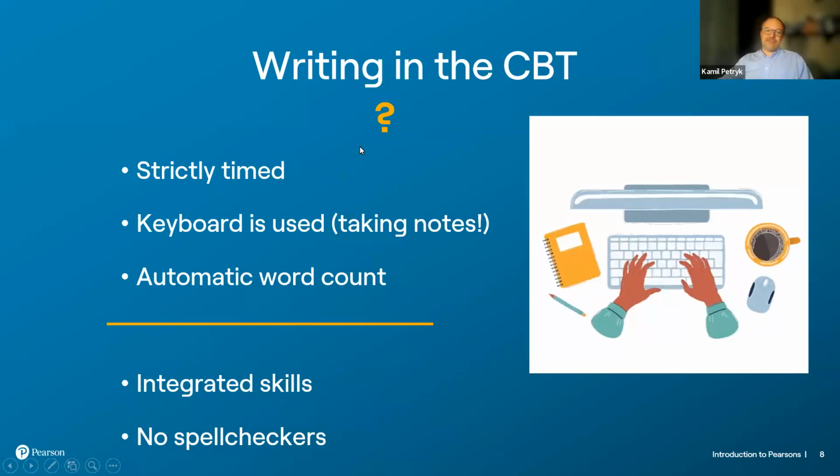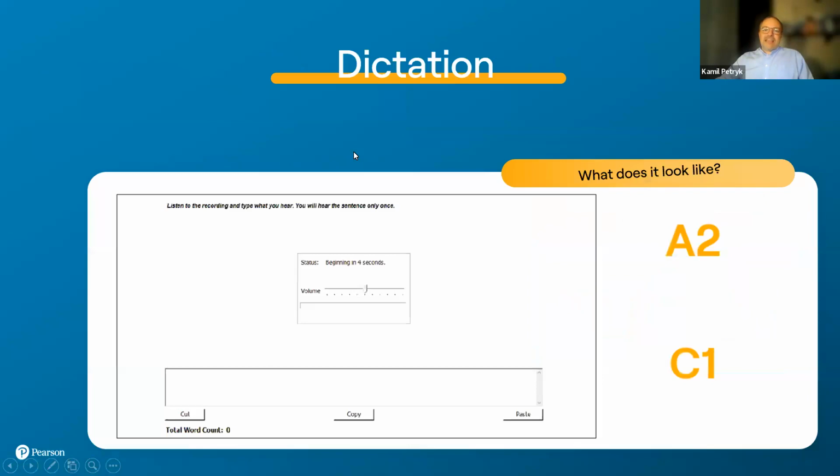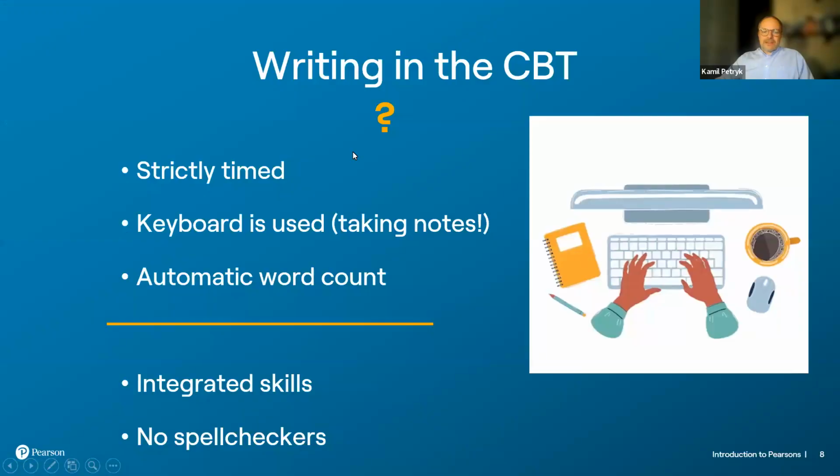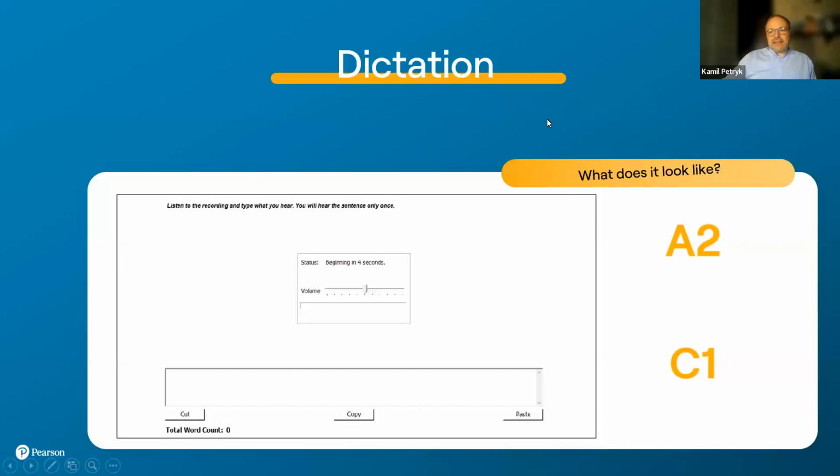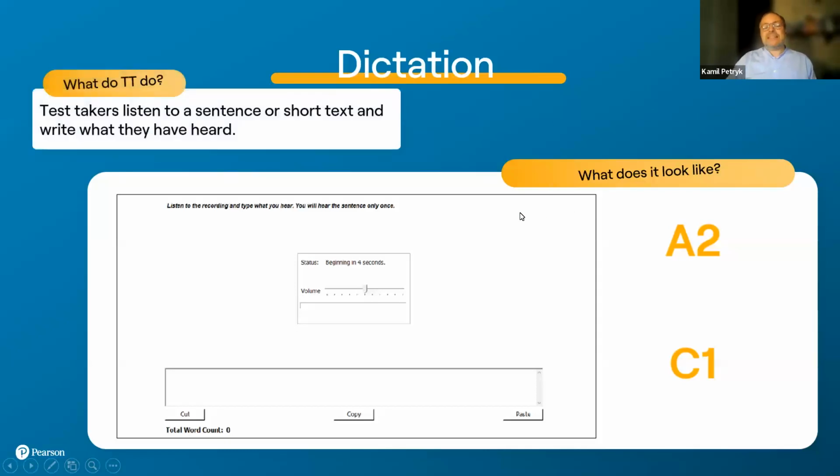Thanks, Diana, for your remark. So let's have a look at, sorry for that. Let's have a look at dictation, the first task, the task that combines listening and writing, so integrated skill. The task in which students listen to a sentence or a very short text and write what they have heard.